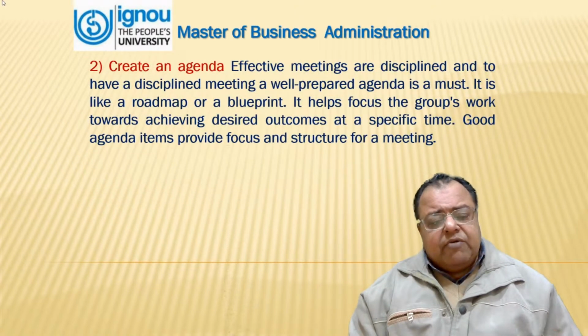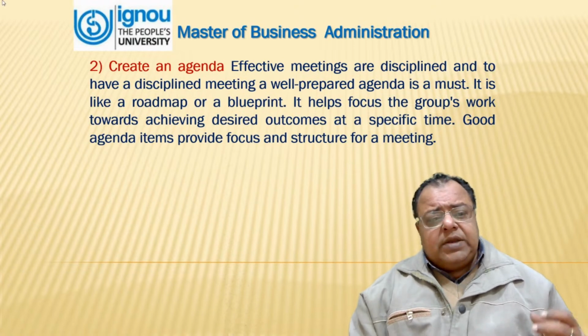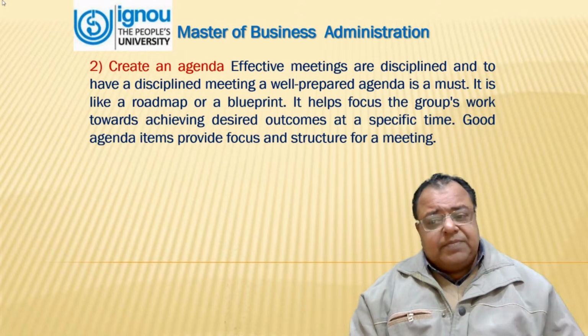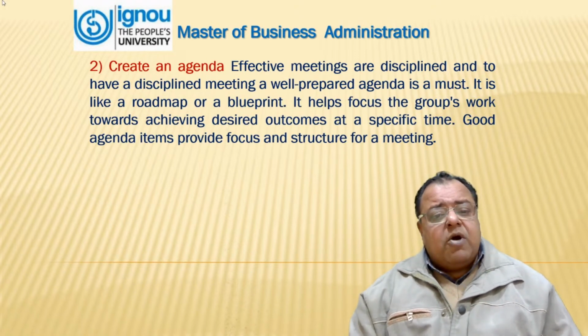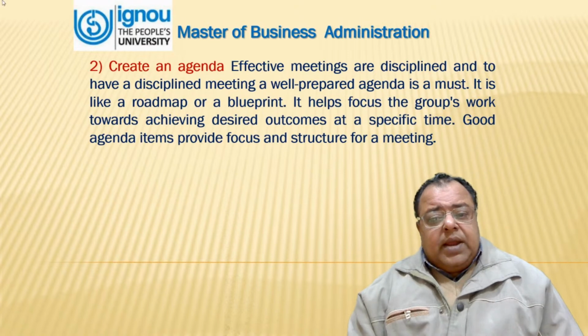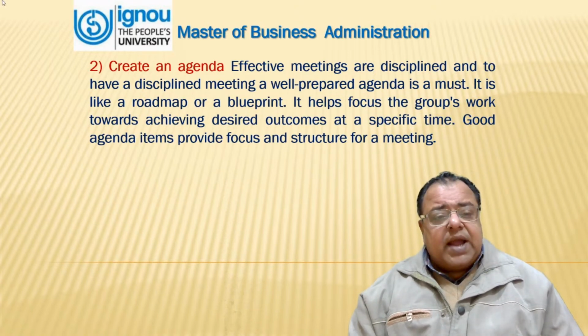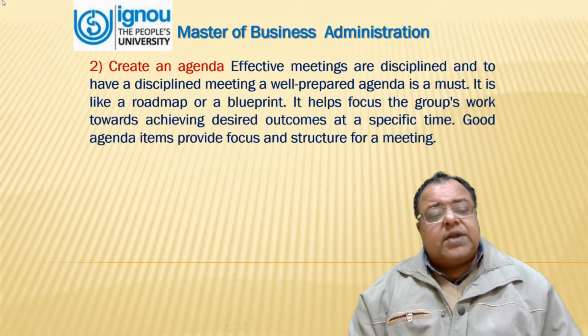Second one is create an agenda. Effective meetings are disciplined, and to have a disciplined meeting, a well prepared agenda is a must. It is like a roadmap or a blueprint. It helps focus the group work towards achieving desired outcomes at a specific time. Good agenda items provide focus and structure for a meeting.